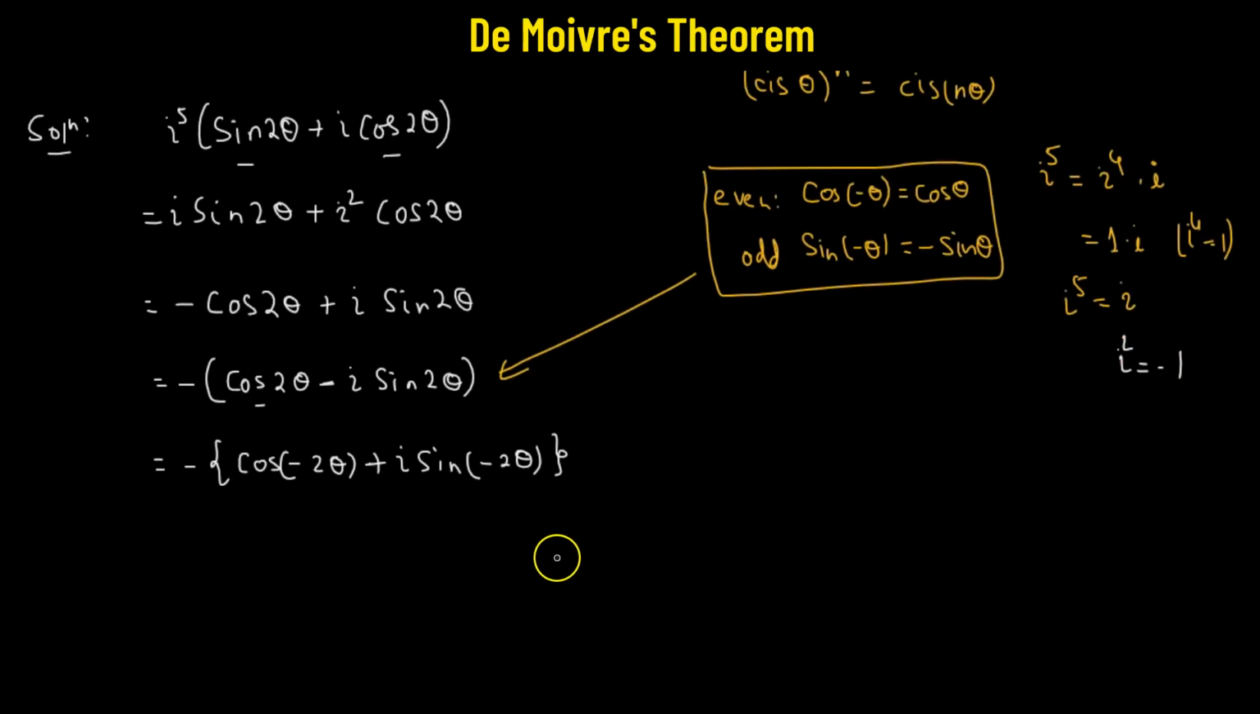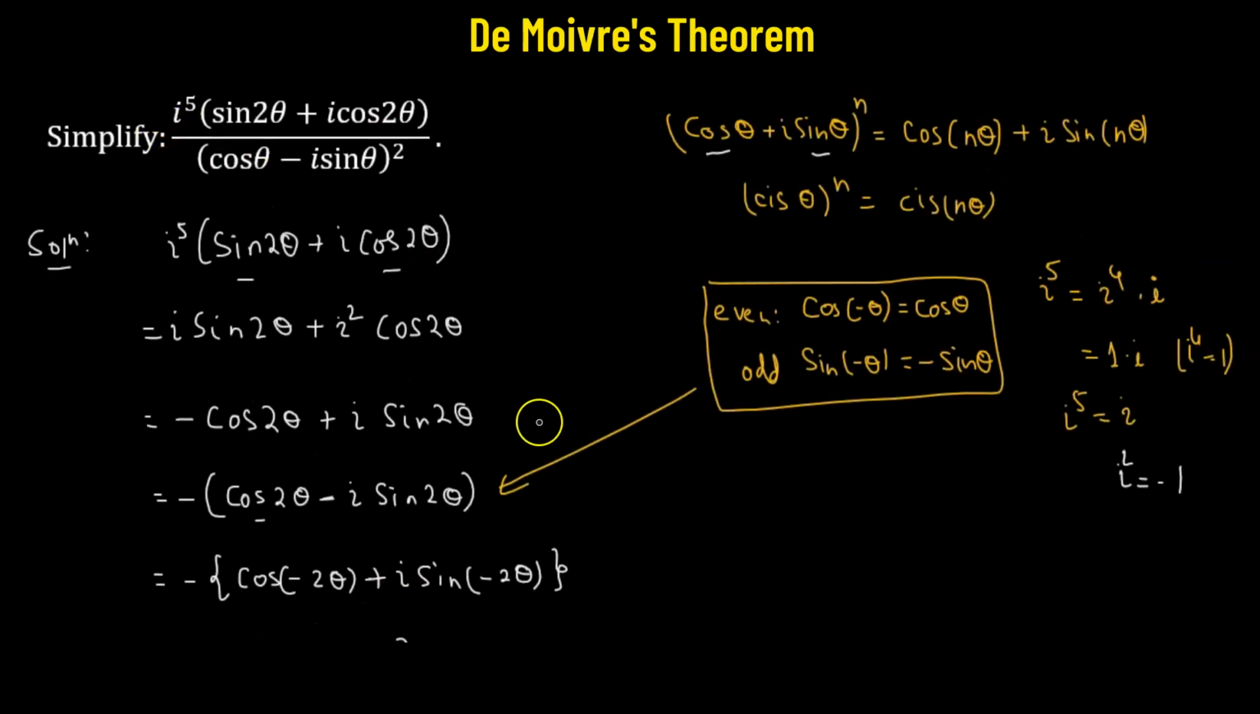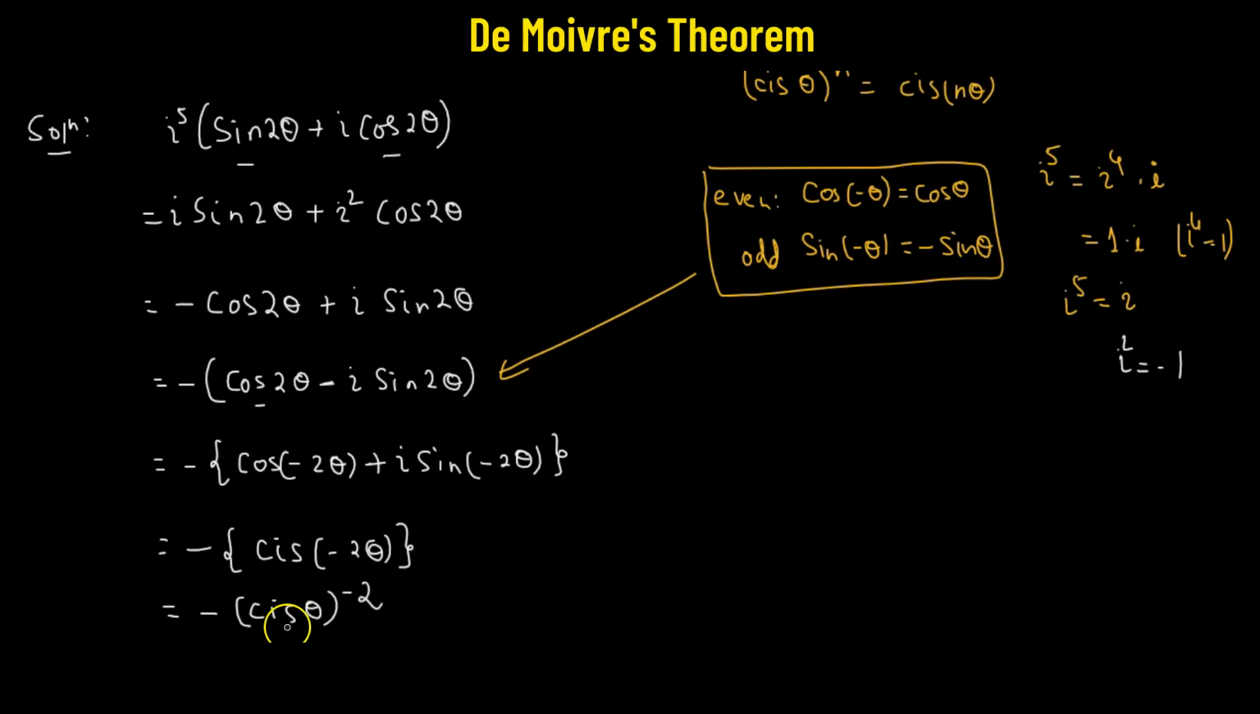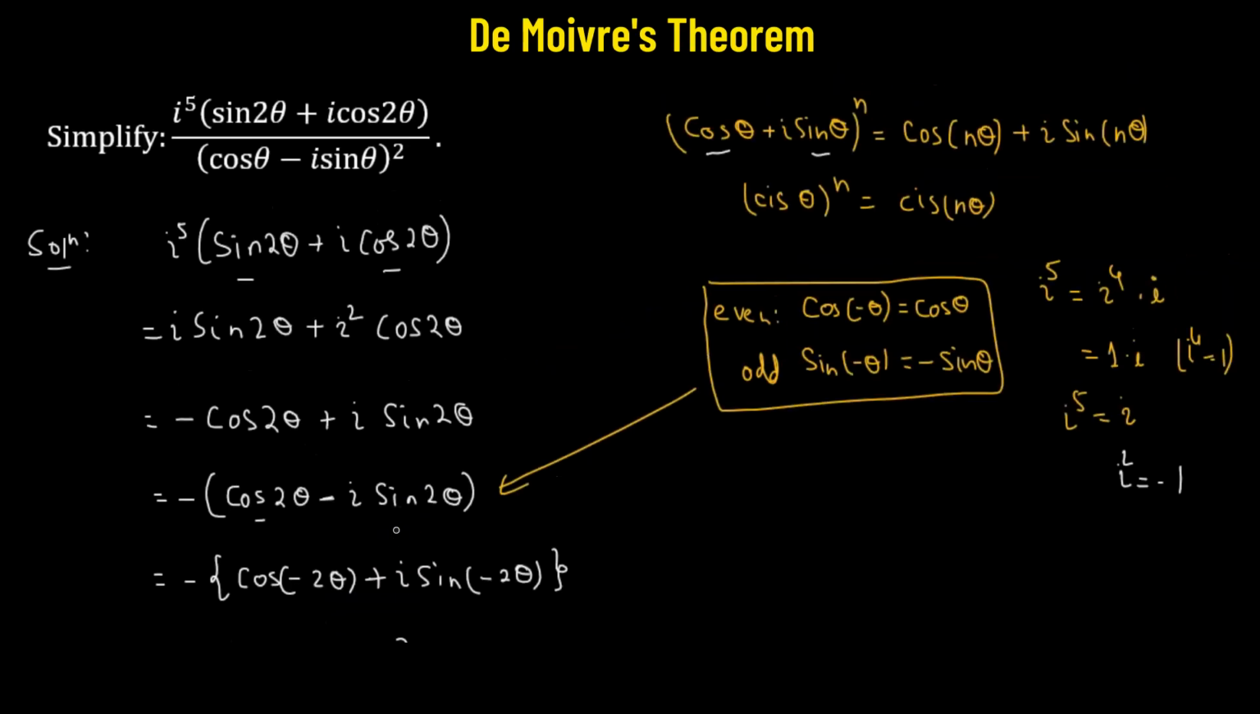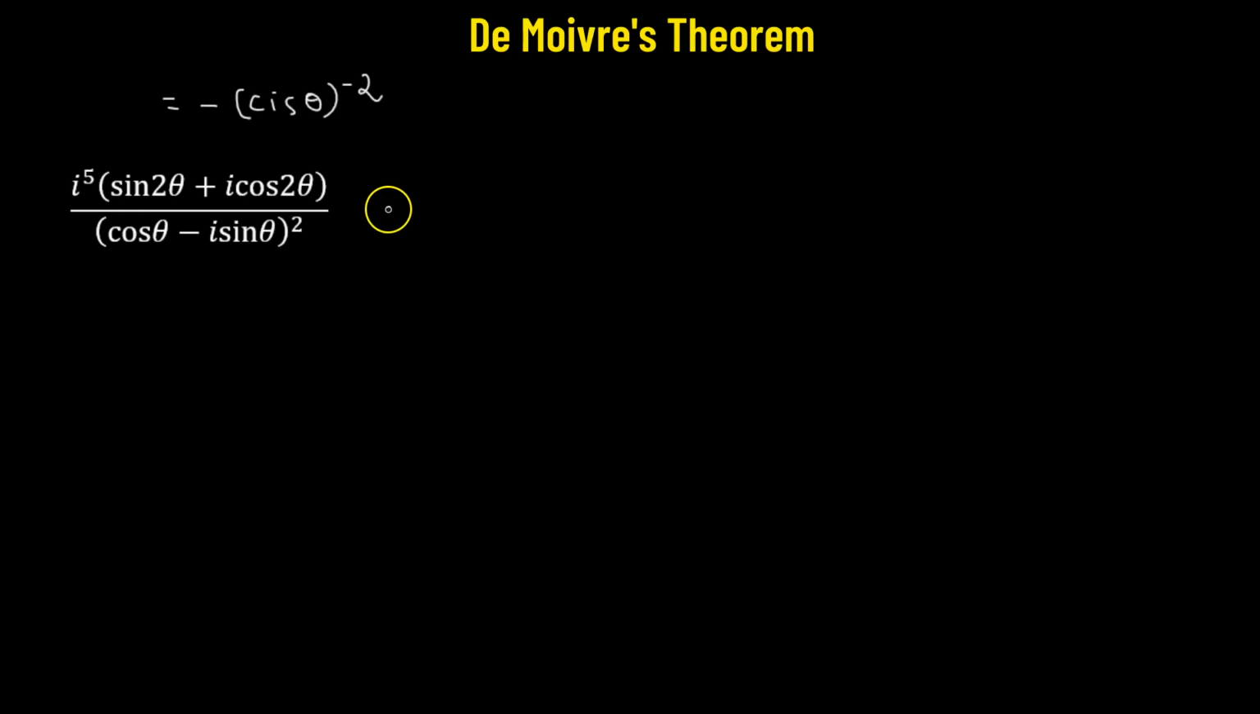Fine. So now we can apply De Moivre's theorem. This is equivalent to negative cis of negative 2 theta, or simply put, negative of cis of positive theta raised to the power of negative 2. We have applied De Moivre's theorem. So our expression in the numerator is expressed as negative of cis of theta raised to the power of negative 2. Let's substitute this value.